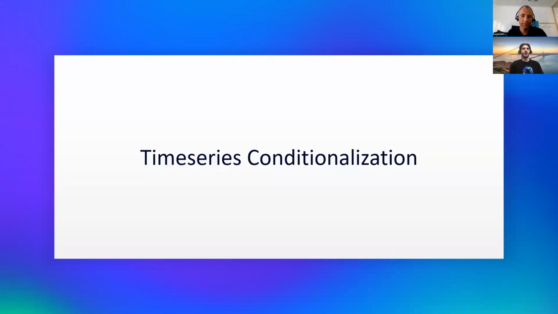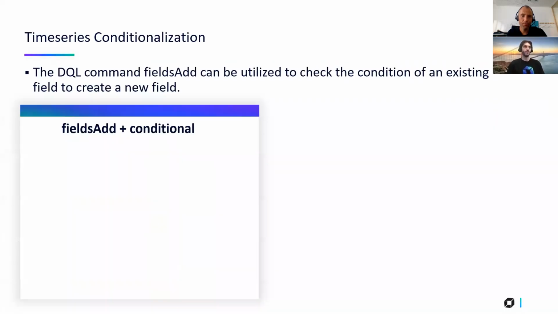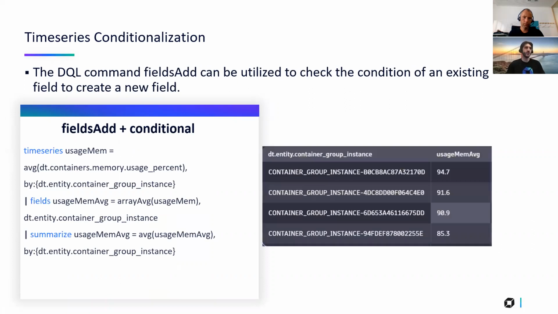Now looking at conditionalizing. So this, the fields add command in DQL gives us the ability to add an additional field in our query. That additional field can be a condition. It can be given a metric, right? In this case, we are querying the container memory usage.